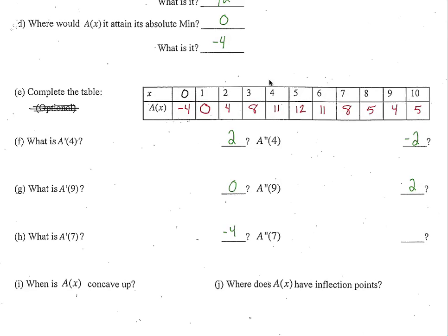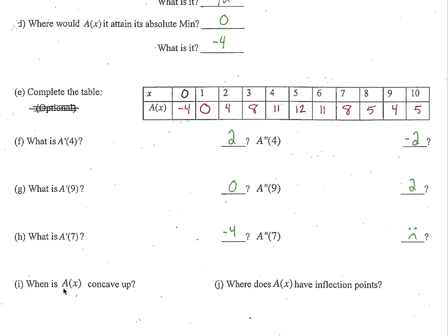And then the derivative of the derivative graph, or the second derivative, we have a cusp. So at 7, we have an undefined second derivative. All right, last two questions.